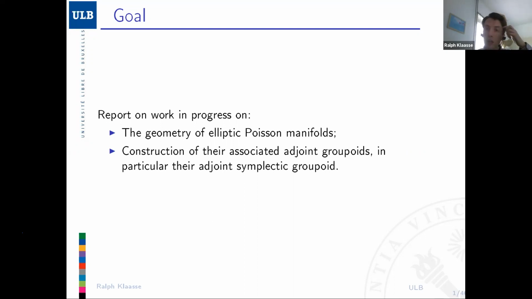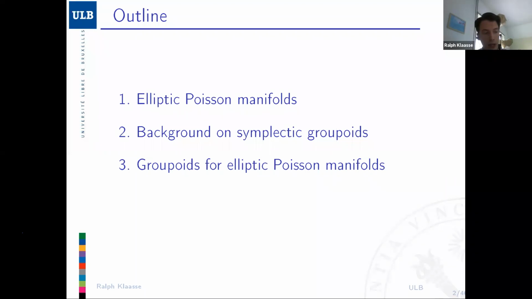So we're going to go into the outline real quick, and we need to first describe a little bit about just general stuff about elliptic Poisson manifolds, part of which is also new. And then we move on to the groupoid stuff. First, some generalities. You see my cat in the back. And then for the elliptic ones in specific.